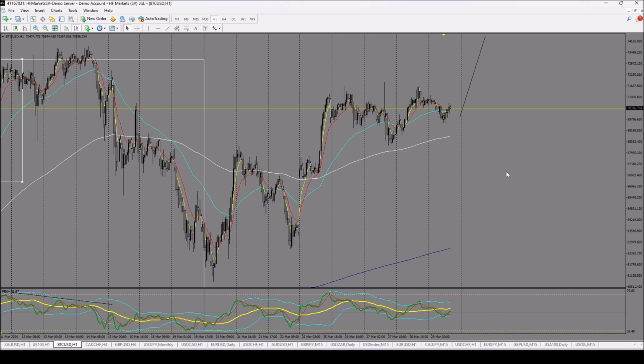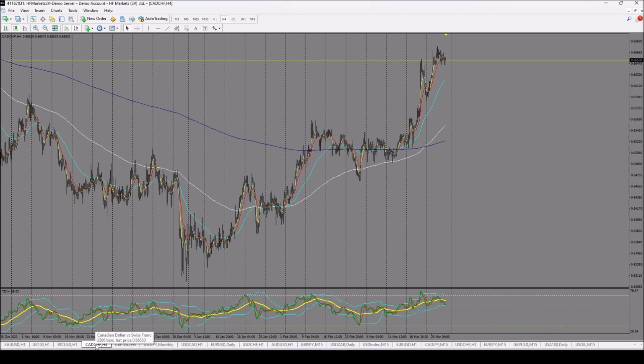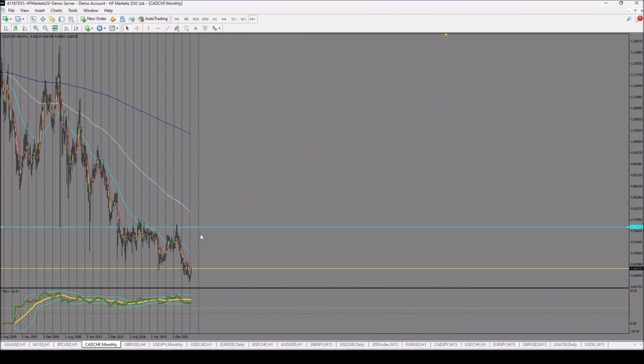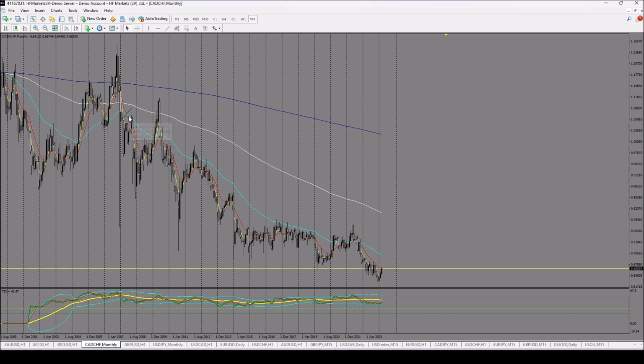All right, let's try another difficult and more consolidating cross. CAD against CHF. We've said that the first thing is always to start on the higher time frame. On the higher time frame, what do we see? On the monthly time frame, we can see that there was a crossover of the 1350 EMA cross, drop. Another pull back to the 50, drop.